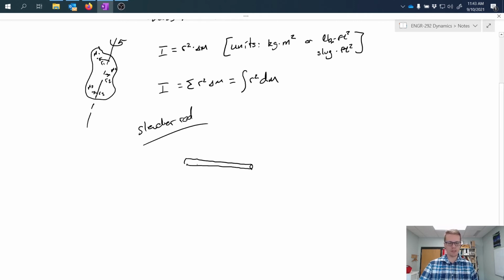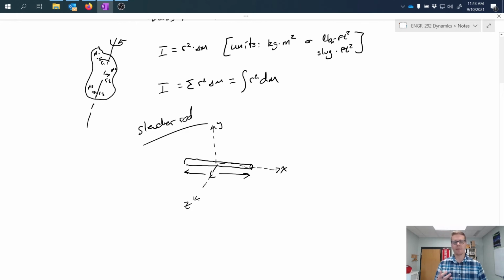So if we have this slender rod of length L, and it's oriented on a coordinate axis system, we'll put y in that direction. We'll say it's aligned parallel with the x-axis, and then the z-axis is like this.